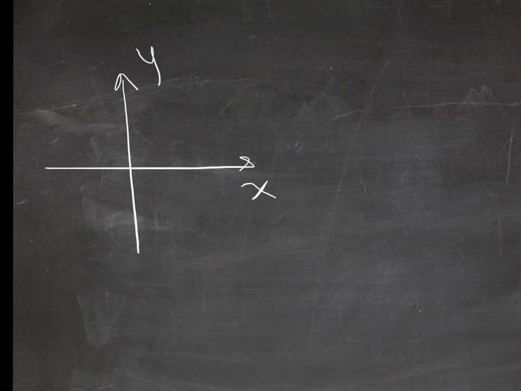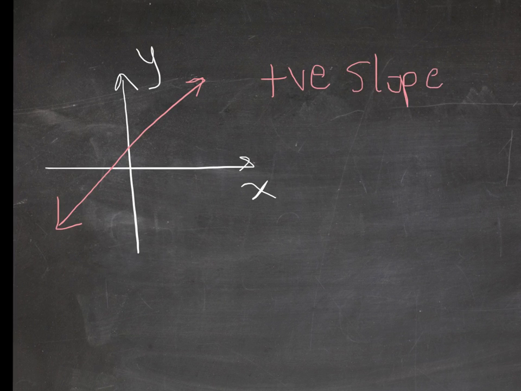Now, let's talk about positive and negative slopes of lines. This is my x-axis and this is my y-axis. So if I have a line that's going from quadrant 3 to quadrant 1, that line has a positive slope. Any lines like that or like this have positive slopes.